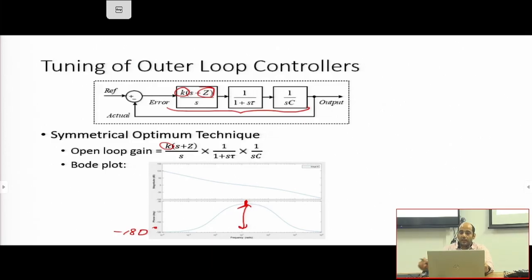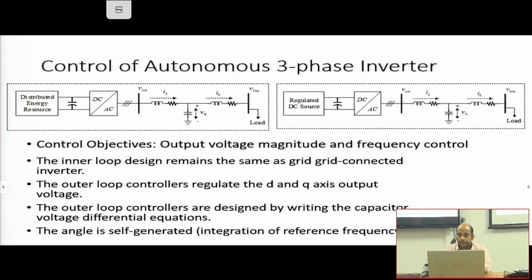Clear? So this is the tuning of the outer loop and the inner loop in a grid connected mode when the inverter feeds P and Q to the grid. If you have a 3-phase autonomous inverter, the output will now basically be the output voltage, because now there is no grid. So your output voltage has to be controlled. Okay, so how do we control now the output voltage?